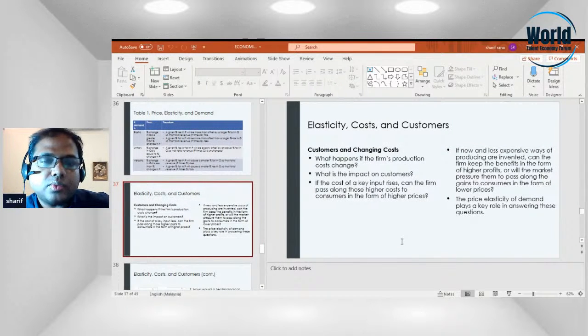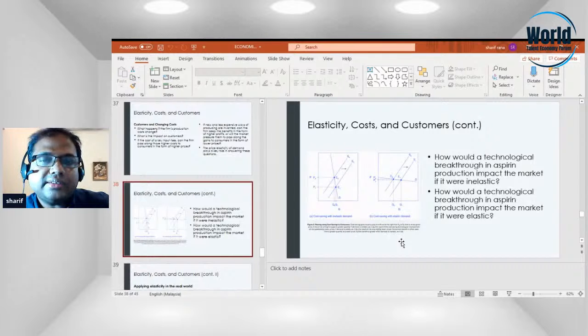Elasticity and cost. What happens if the farm's production costs change? What is the impact on the consumer? If the cost of a key input rises, can the farm pass along those higher costs to the consumer in the form of higher prices? Elasticity, cost, and consumers. How would a technology breakthrough in apple production impact the market if demand is inelastic? How would it impact the market if demand were elastic?